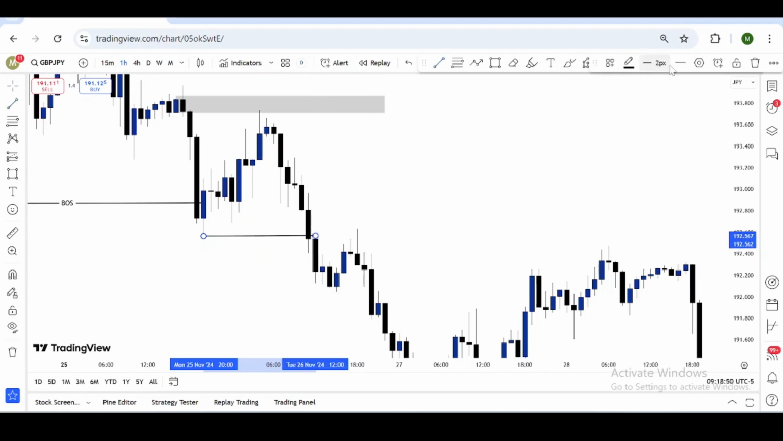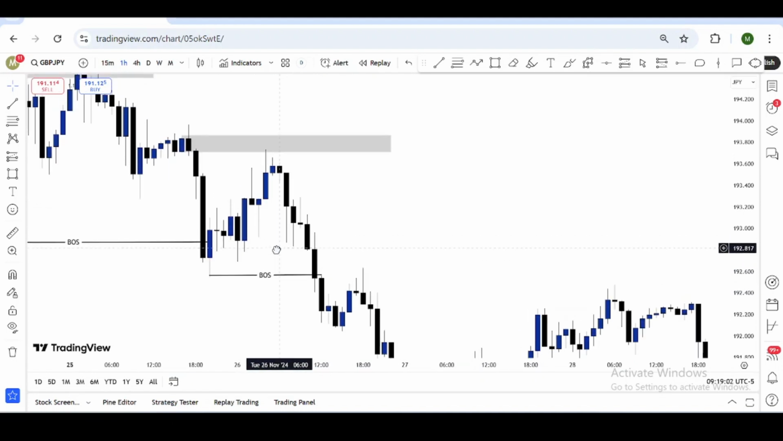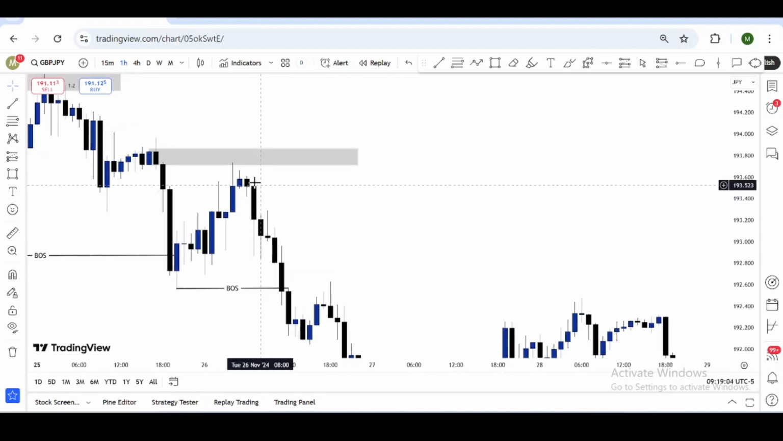Okay, to know the right order block, you have to identify, because a valid order block must lead to a break of structure. So to identify that order block, you have to first identify a break of structure. After a break of structure, look out for the origin that causes the break of structure. This is the origin that causes the break of structure, right?